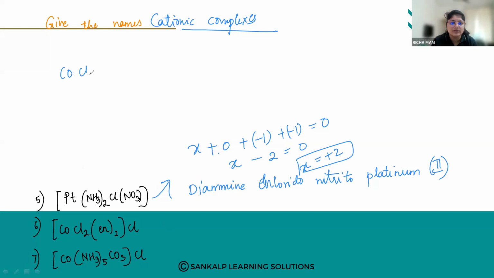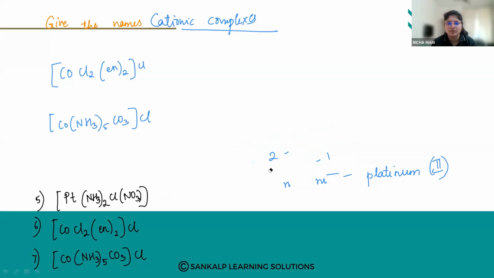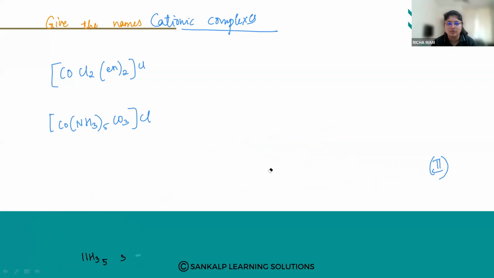So cobalt, Cl2, en twice, Cl. Tell this. Yes, what is the name? So this is ethylene diamine, right? Ethylene diamine group, and your chlorido. Which comes first? Your chlorido. So how many chlorido atoms are there? Two. So it is dichlorido.